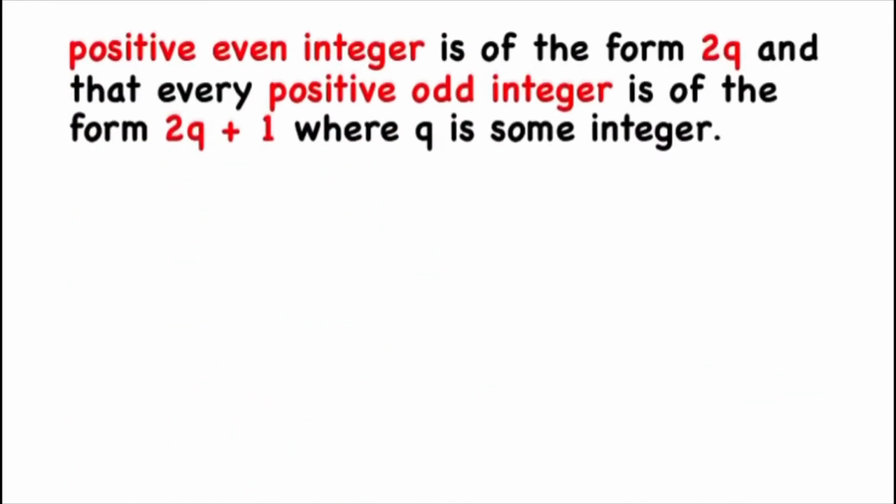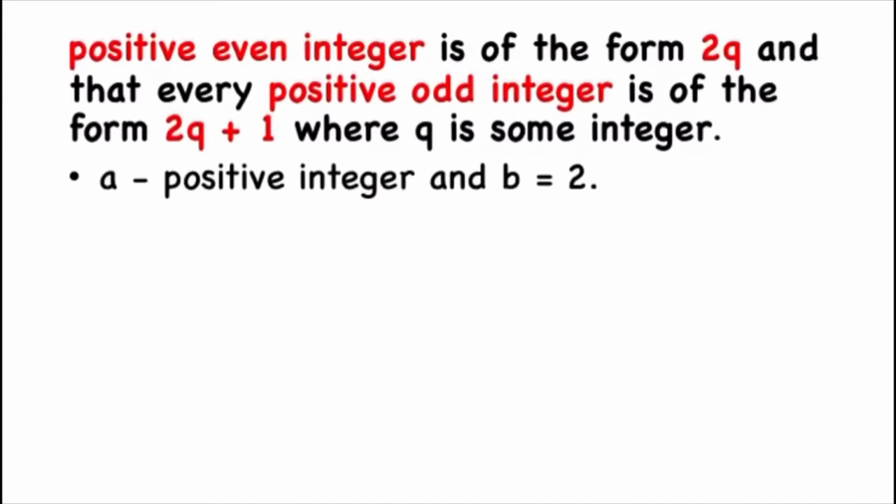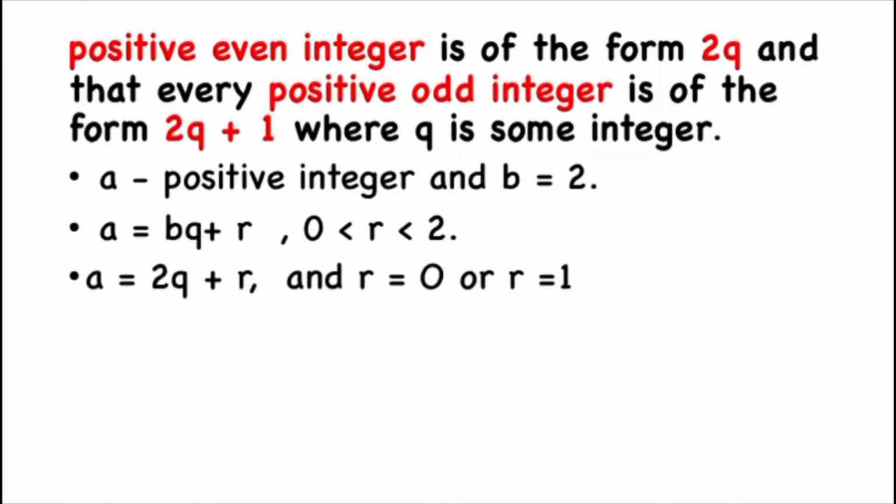Now let's show that every positive even integer is of the form 2q and that every positive odd integer is of the form 2q plus 1, where q is some integer. So in this case, let's take A as any positive integer. B is equal to 2 because we have to prove it as either 2q or 2q plus 1. Applying Euclid's division lemma, A is equal to B into q plus R, and R will be less than 2, that is 0 less than or equal to R less than 2. Here R can be either 0 or 1.